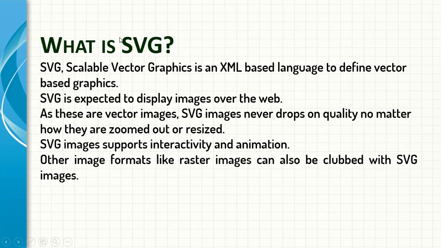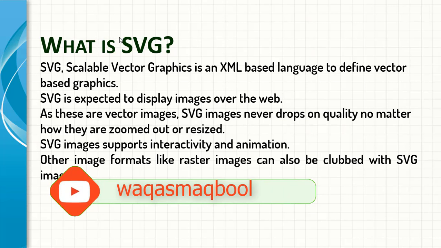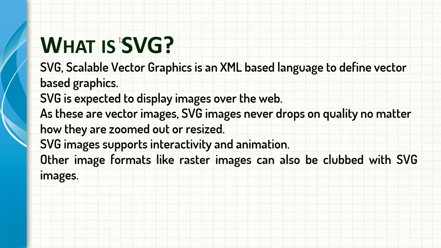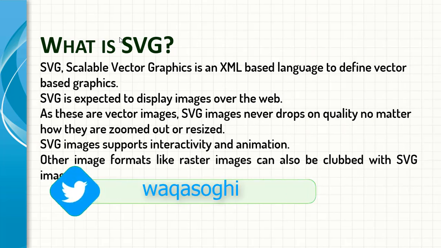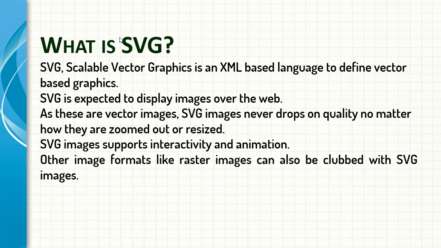So what is SVG? SVG stands for Scalable Vector Graphics. It is an XML based language to define vector based graphics. So SVG is used to display images over the web. All these are vector images. SVG images never drop in quality no matter how they are zoomed or resized. So this is the property of SVG: when you zoom it, it never drops its quality.